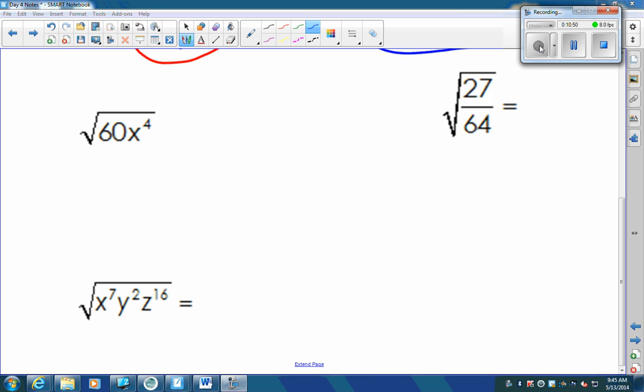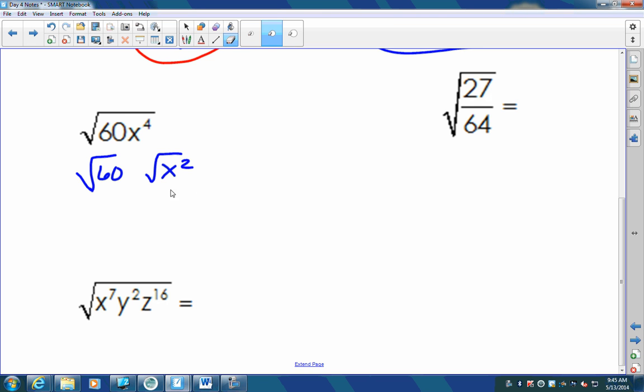Okay, so now on this one, where it says 60 and x to the 4th, I'm going to do the square root of 60 and the square root of x to the 4th. Oops, I meant 4th up there. If I start here with my letters, x to the 4th, if you've already caught on, you can just divide this by 2, and it tells me how many pull out. So I have 2 groups I can pull out. So this is going to be x squared. The x has already come out.